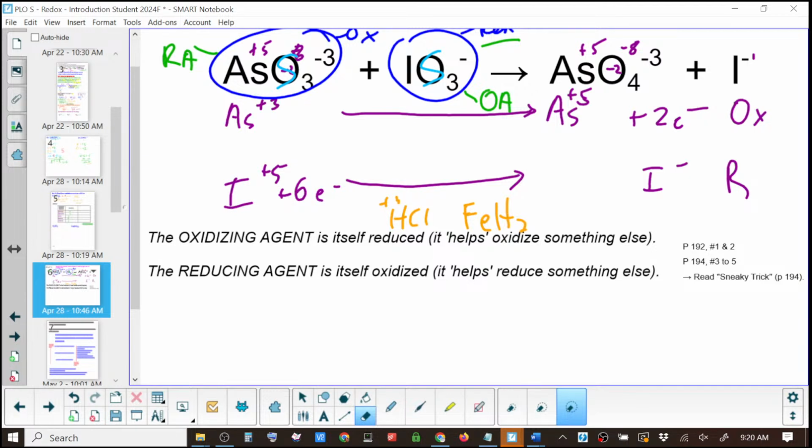Done? On this page, yeah. As soon as you're done, I'll take it in. Yep.